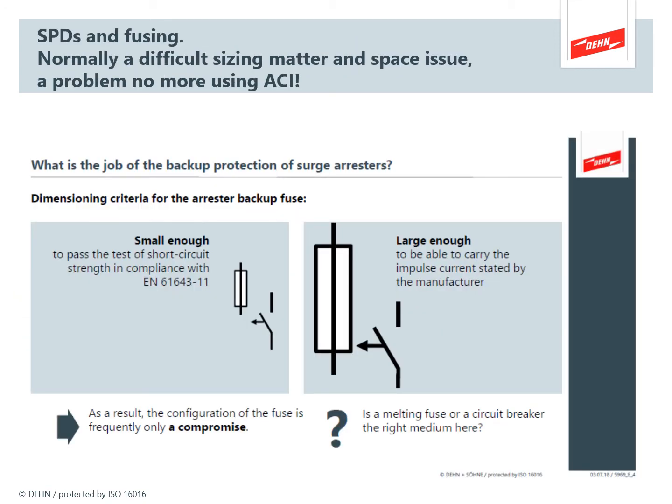And fusing in type 2 SPDs has always been a bit of a problem, and certainly more so with a type 1, because you need it to be small enough to fit in the distribution board and small enough in capacity to pass your short circuit requirements in 61643-11, but you want it to also be big enough to carry the maximum rated impulse values as stated by the SPD manufacturer. Then there's going to be often many compromises made. So whatever we can do as a manufacturer to help with the simplicity of fuse selection has got to be a good thing.